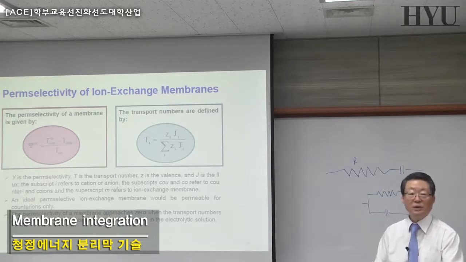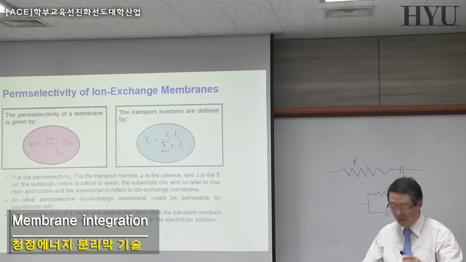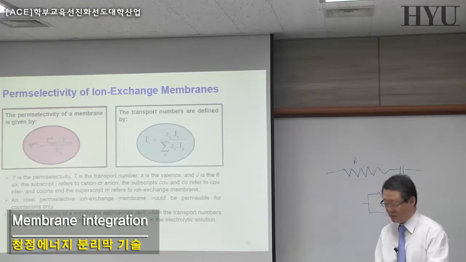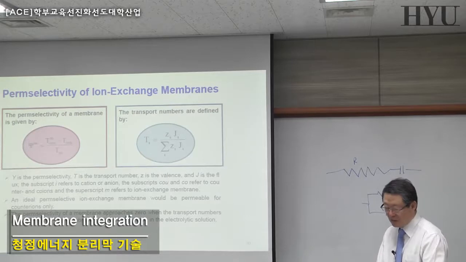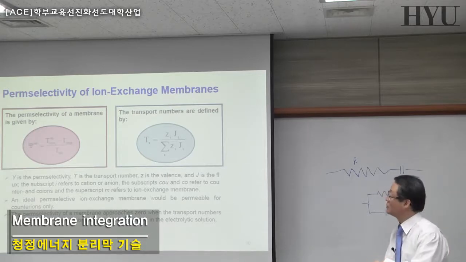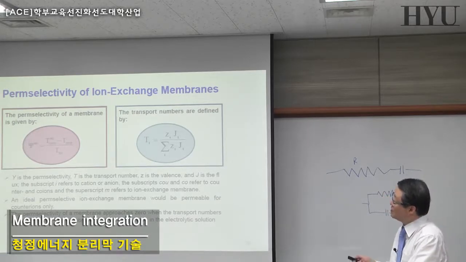So in the case of permselectivity, we need to know about the parameters. Permselectivity is a function of the transfer number of the cation and counter ions. So you have the Tco and the Tcou. Counter ion is Tcou, cation is Tco, and T is the transfer number.